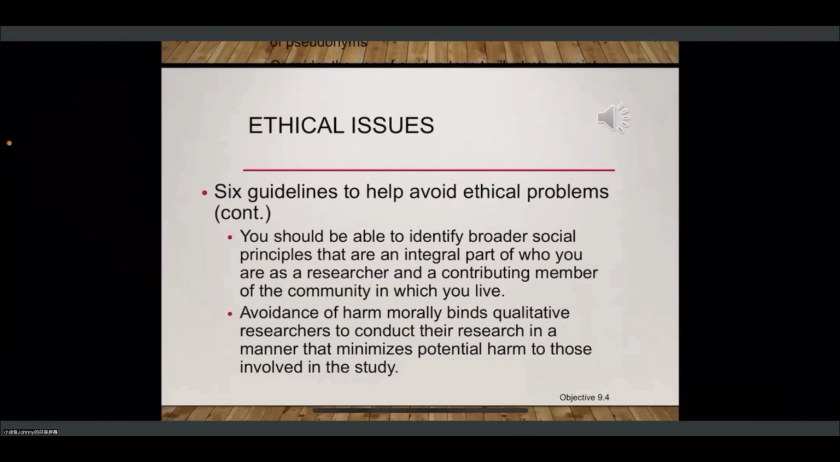Fourth, avoidance of harm morally requires qualitative researchers to conduct their research in a manner that minimizes potential harm to those involved in the study. Sometimes we must cause some harm to the participants. Some questions must make them remember the past. But we need to reduce this situation happening in the interview. I think that is our duty as researchers.